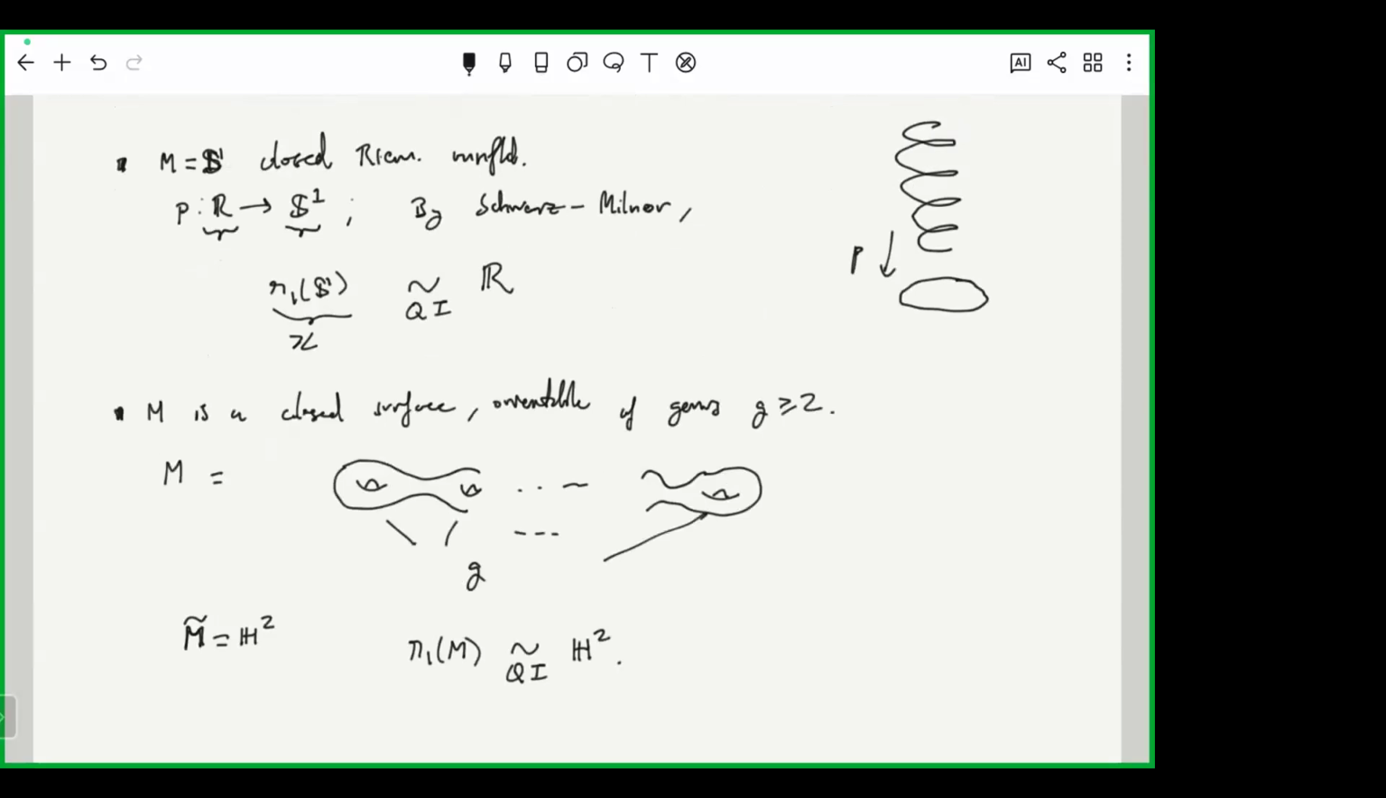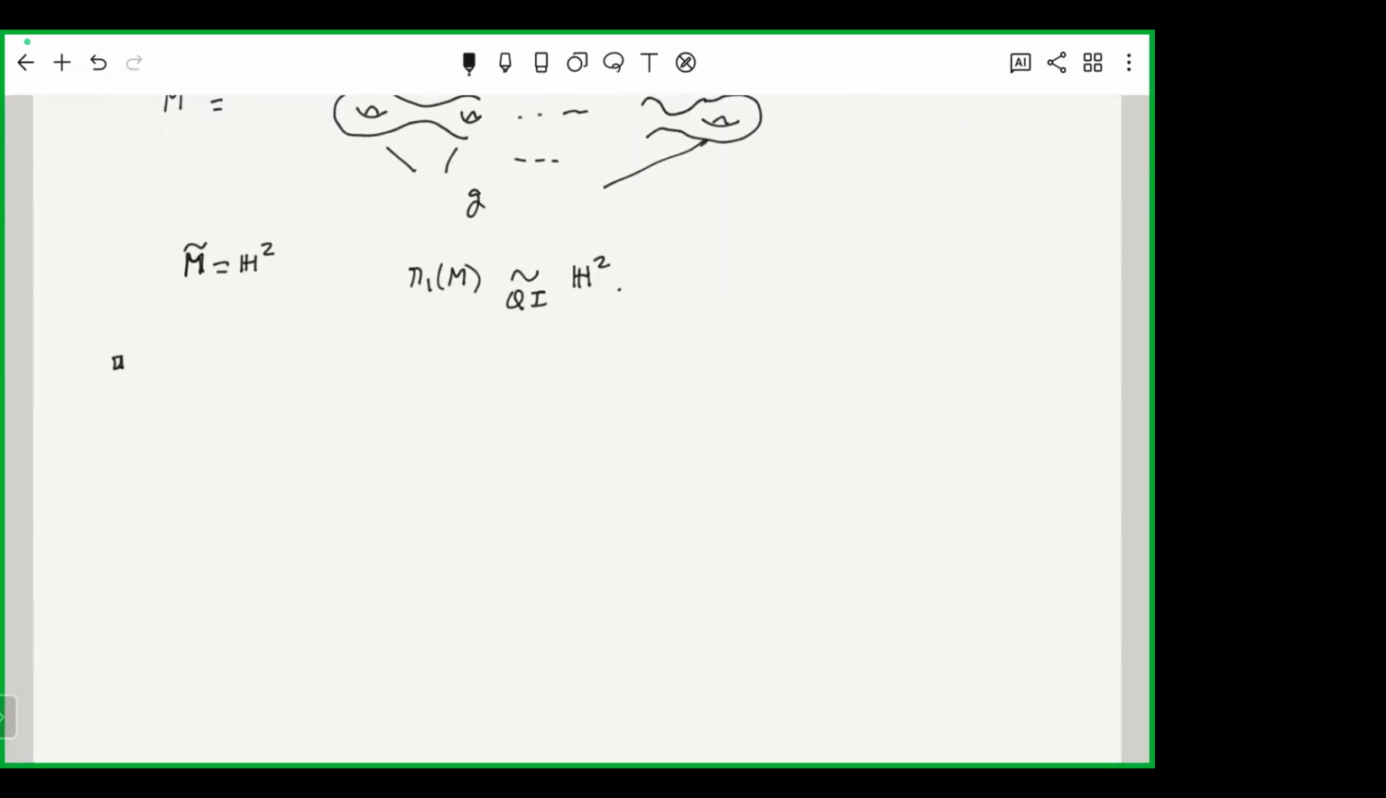If we try to apply this Schwarz-Milnor lemma with the torus, then the universal cover will be the plane. And then the fundamental group of the torus will be quasi-isometric to the plane. But this is not something new. This is Z squared, and we already knew that these two were quasi-isometric.